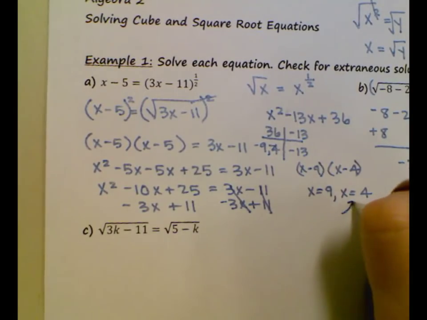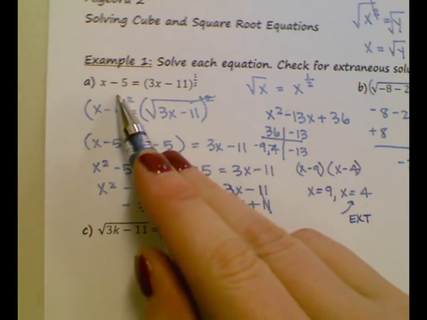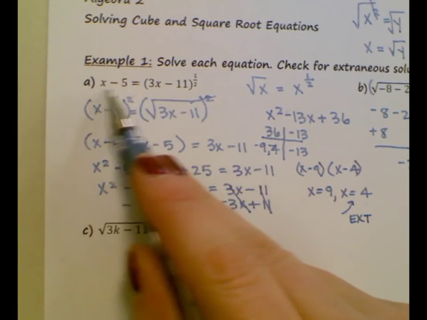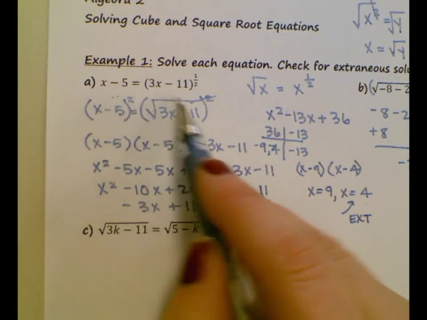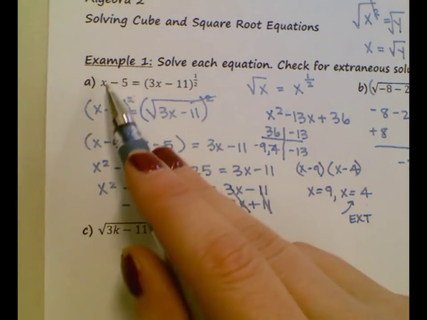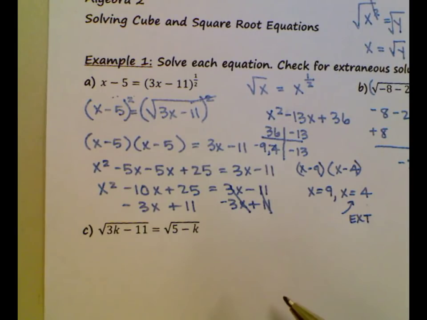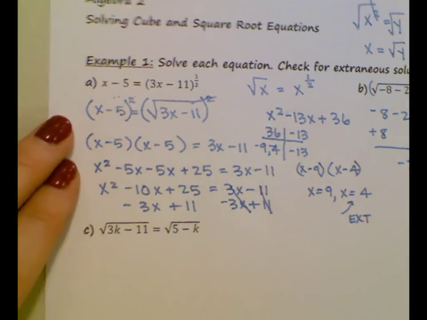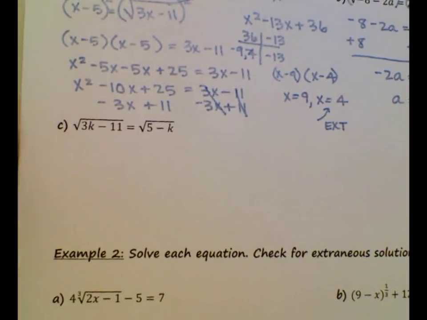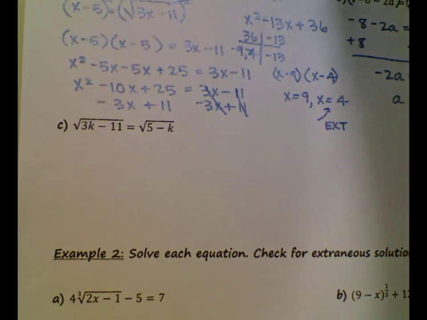There's your extraneous solution right there. Because again, when I plug it in here, I do not get the same thing. Over here I get negative 1, and over here I get positive 1. So it does not work. So only 9 is actually a solution to this equation. All right, let's do this last one for square roots. Then we're going to switch over to cube roots.